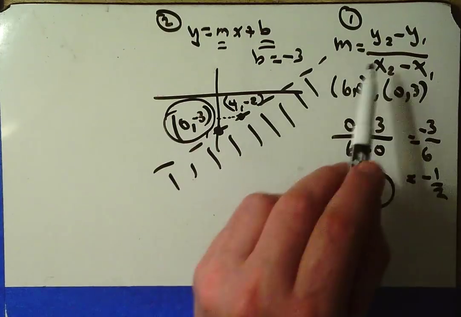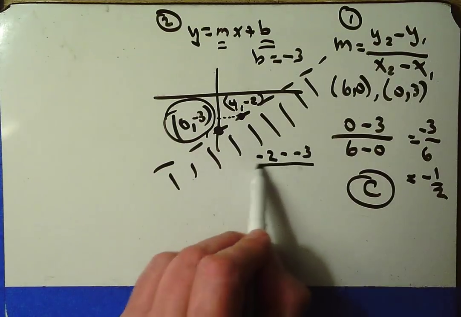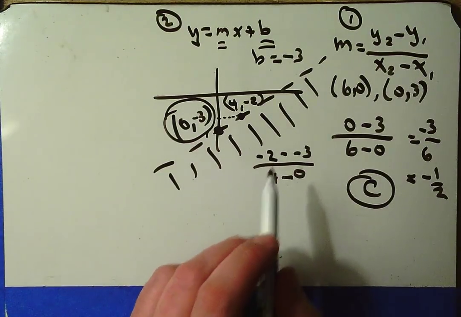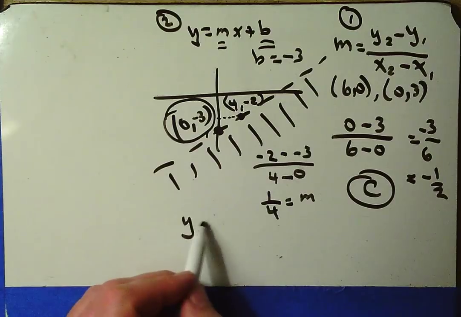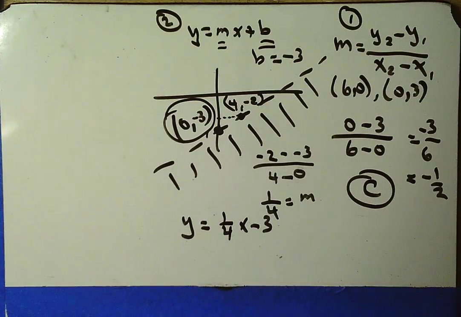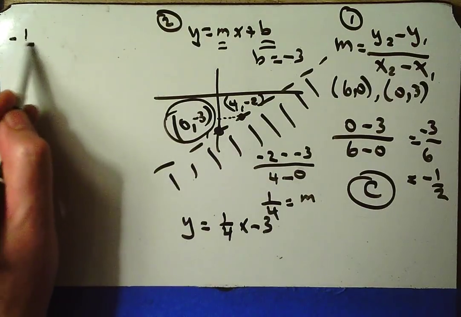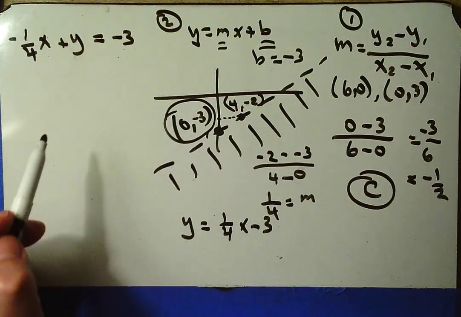Well, I can use these two ordered pairs and the slope formula to find the slope. Negative 2 minus a negative 3 over 4 minus 0. And I get 1 over 4. The slope is 1/4. And so I'm looking at y equals 1/4 x minus 3. But I notice that all the choices are given in standard form, not slope-intercept form. So I'm going to move this x stuff to the right-hand side. So I'll have negative 1/4 x plus y equals negative 3.